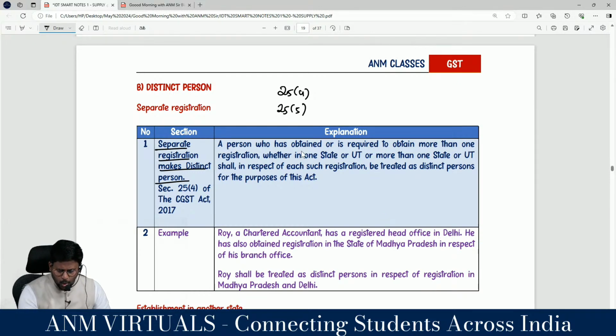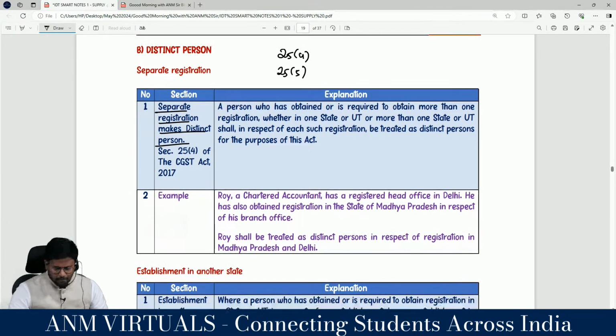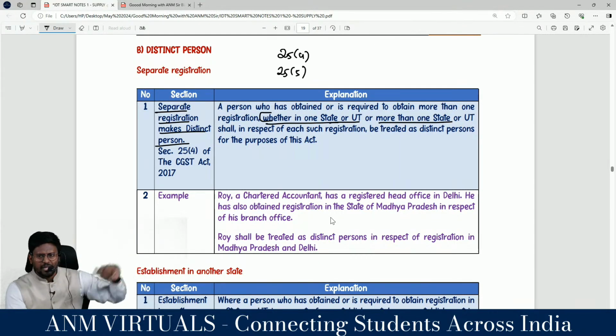So a person who has obtained or is required to obtain more than one registration, whether in one state, that is, two registrations within one state or union territory, or in more than one state or union territory. So if within Tamil Nadu itself you have taken two registrations, correct? For ANM classes in Chennai I am taking a separate registration. For ANM classes in Coimbatore I am taking a separate registration.